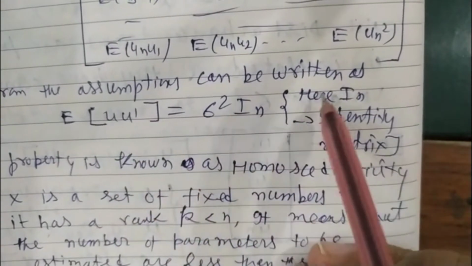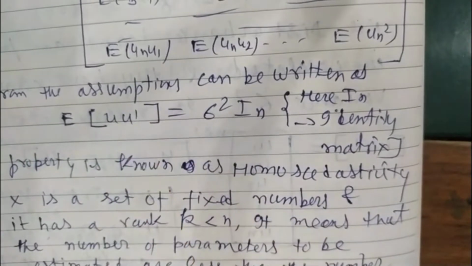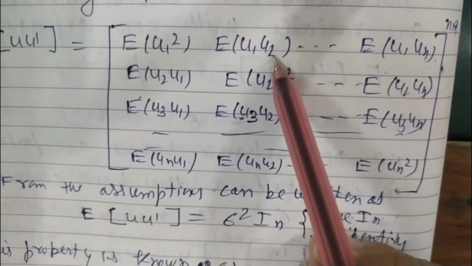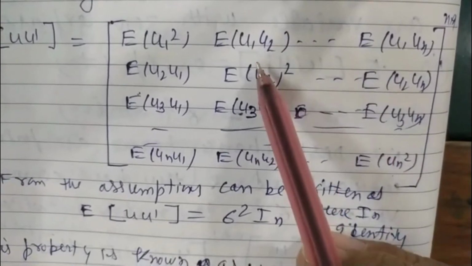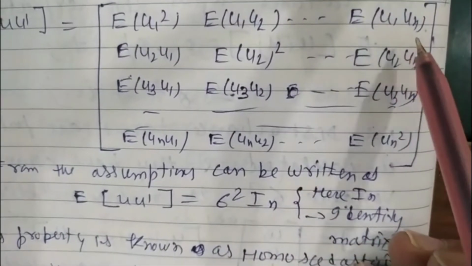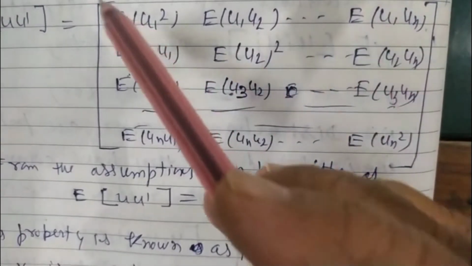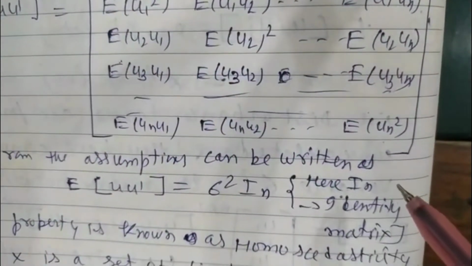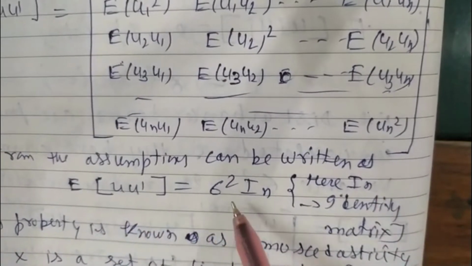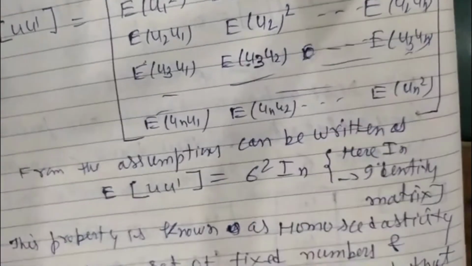From this assumption we can write, because we know, applying the assumption, expectation of ui uj is equal to 0 when i is not equal to j, and for the diagonal elements it is nonzero, meaning only a diagonal matrix can be obtained. This can be written as sigma square I, where I is the identity matrix.